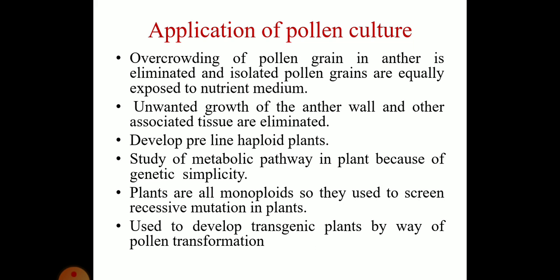It is used to develop transgenic plants by way of pollen transformation. In Asparagus officinalis, pollen culture followed by colchicine treatment gives rise exclusively to male plants. It is also used to analyze linkage data, genetic homology and genetic transfer studies. Thank you very much.